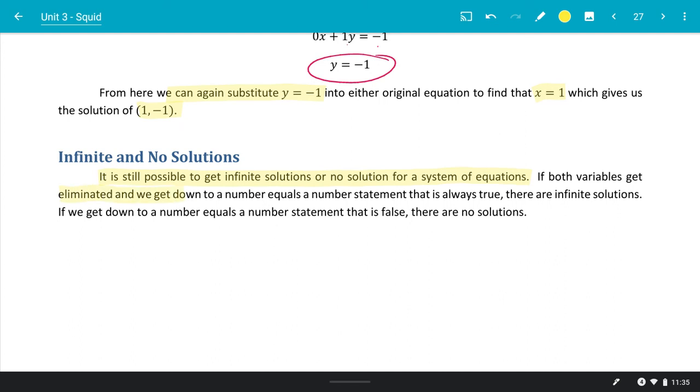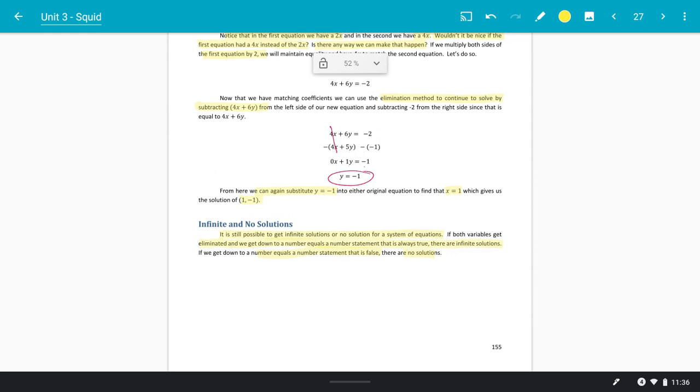Don't forget that it is still possible to get infinitely many or no solutions to these equations. If both variables get eliminated and we're down to a number that equals a number that's always true, it's infinitely many. If we get down to a number that equals a number that is false, then it's no solution. So that is solving systems by elimination, reading and highlighting.